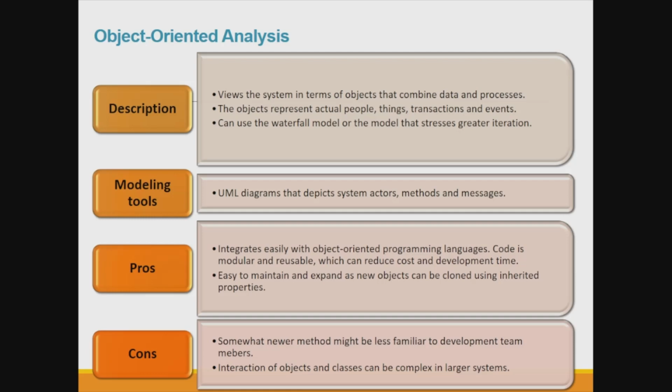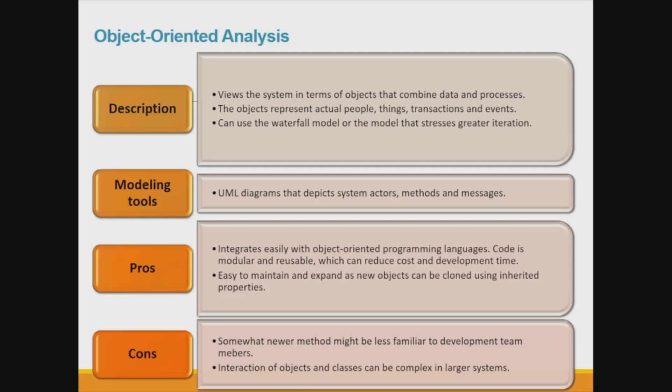Okay, you can use the waterfall model or a model that stresses greater iteration in the development. For the modeling tool, we have UML diagrams that depict system actors, methods, and messages. In UML, we have a lot of diagrams, such as the use case, the activity diagram, and the flow chart. So we can represent the system that we want to develop using UML diagrams.